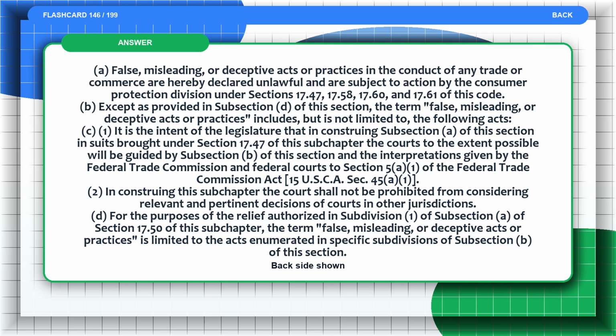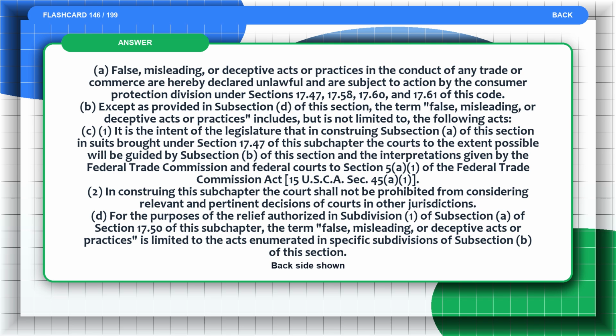(c)(1) It is the intent of the legislature that in construing Subsection (a) of this section in suits brought under Section 17.47 of this subchapter, the courts, to the extent possible, will be guided by Subsection (b) of this section and the interpretations given by the Federal Trade Commission and federal courts to Section 5(a)(1) of the Federal Trade Commission Act, 15 U.S.C.A.